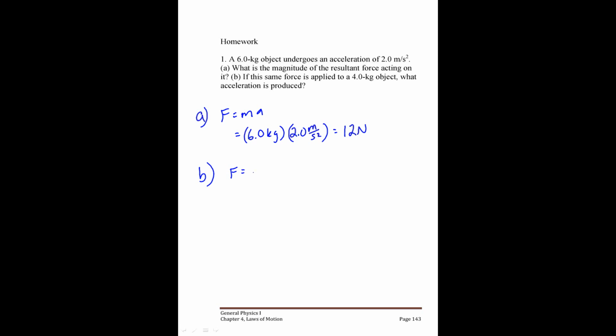The sum of the forces equals the mass times the acceleration. There's only one force here. That's 12 newtons. That's equal to 4 kilograms times the acceleration. So the acceleration is equal to 3 meters per second squared. Pretty basic problem. Might see something like that on the quiz, but probably not on the test.